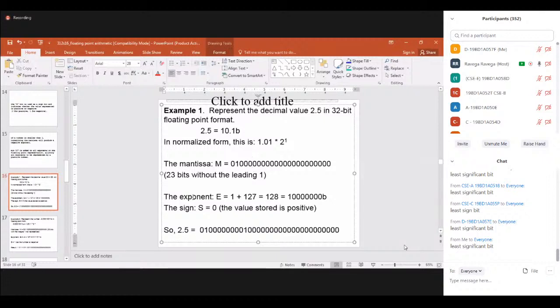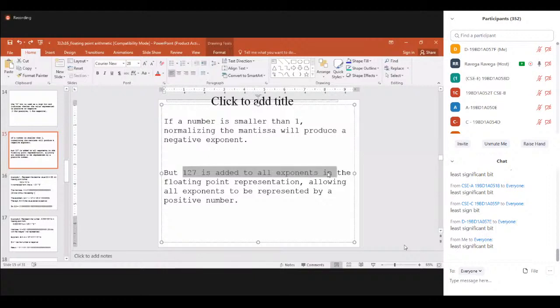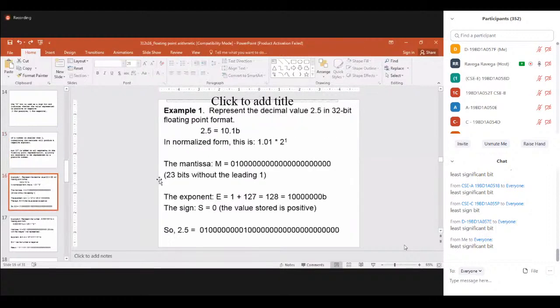Next, the exponent. As given, 127 is added to all the exponents, right? So I am adding 127 to the exponent 1, that is 128. It's represented as 10000000 in binary format. The sign bit S is 0.